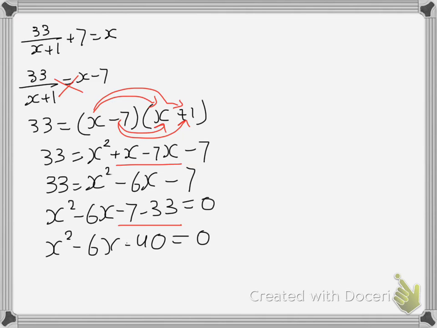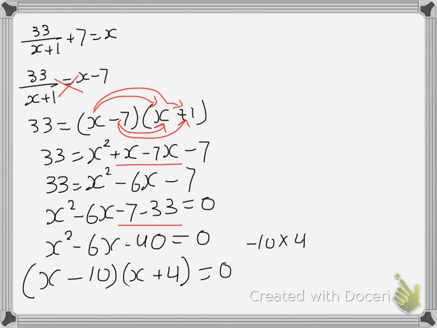After this stage, the next step is factorizing the quadratic equation, and we've done factorizing prior, so we're looking for two factors that multiply together to give me negative 40 and add together to give me negative 6, and those are negative 10 and 4. So x minus 10 and x plus 4.